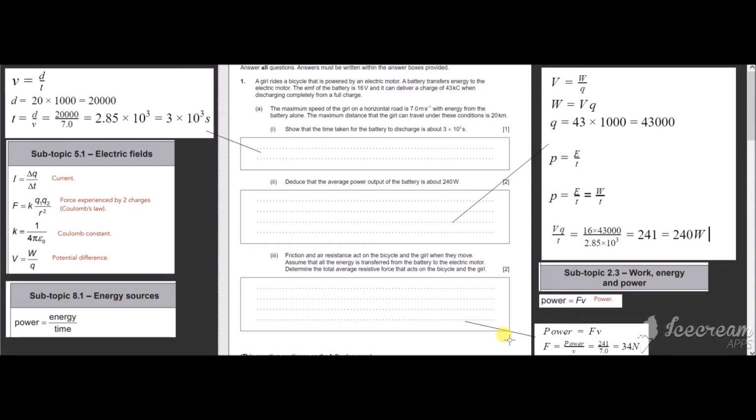So we're going to rearrange the formula for force, as they're asking us for the resistive force. So when you rearrange the formula, we're going to have F, the force, is equal to power over the speed. So we have 241 watts, which you got in the previous question, and you would divide that by 7.0, which is the horizontal speed traveled by the girl, and you will receive 34 newtons, and that will be the answer for part 3.